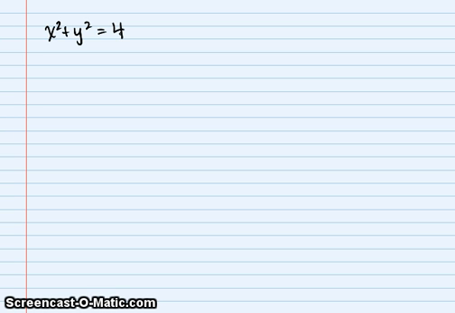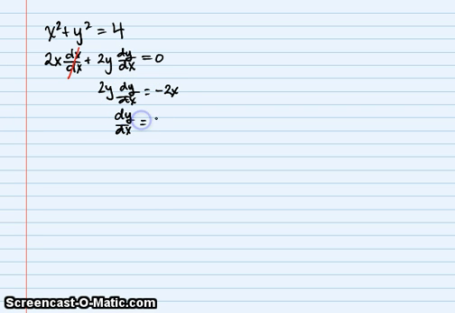Okay, so to find the second derivative, let's start by finding the first derivative, so then we can find the derivative of that. Okay, so we get 2x dx/dx plus 2y dy/dx equals 0. Okay, we can get rid of that dx/dx. We're going to take this 2x over here, so we get 2y dy/dx equals negative 2x. So then dy/dx is going to equal negative x over y. Okay, so there's our first derivative.